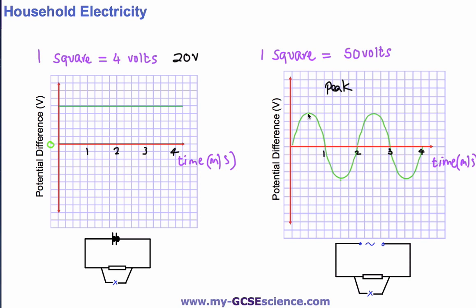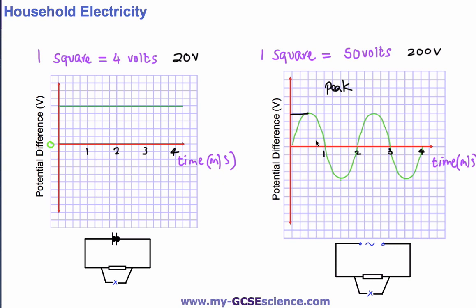Okay, so the peak is there, and we can read that off the graph. And here I've got a slightly different key. I've got 1 square is 50 volts. So if I've got 1, 2, 3, 4 squares there, I've got a peak reading of 4 times 50, which is 200 volts of potential difference. Now that doesn't necessarily mean that the overall supply here is going to be 200, but the peak here is actually 200 volts, and that's how you would read it off that graph.